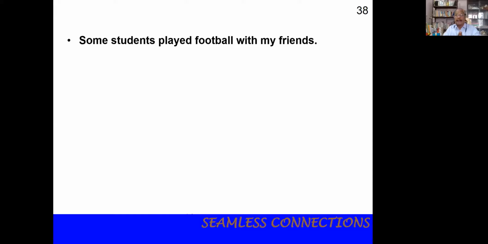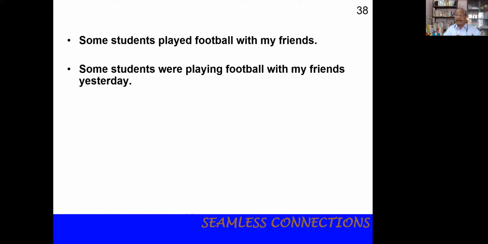Some students, past tense, played. There, go, went, irregular verb; play, played, regular verb. So the regular verb takes ed as the past tense. So some students played football with my friends.